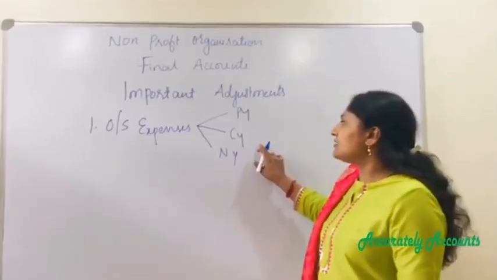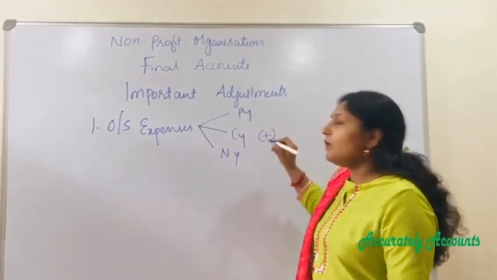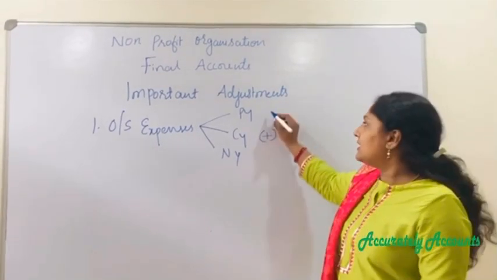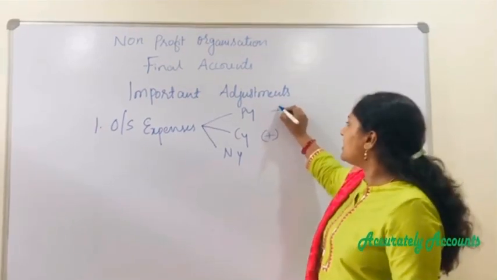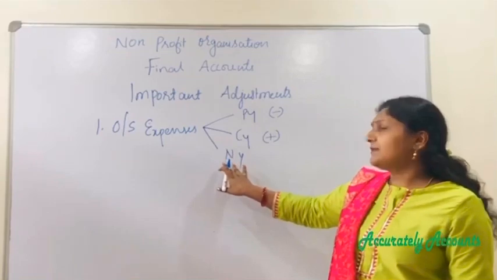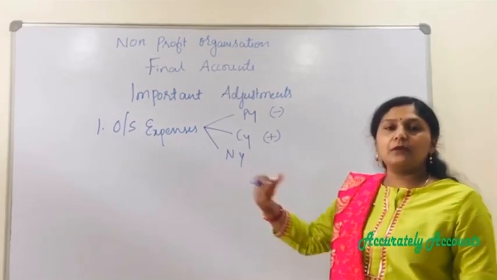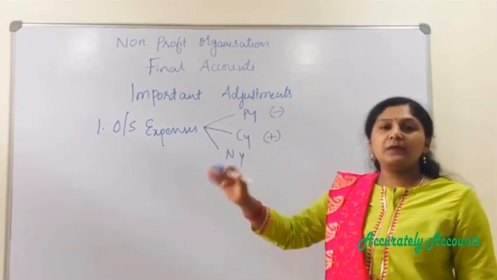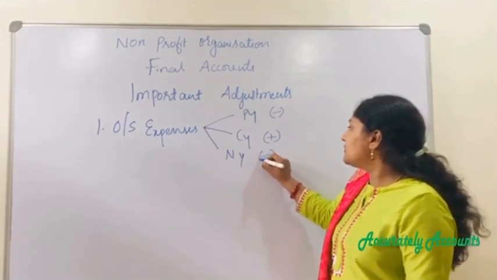Current year's outstanding expenses generally we need to add. The last year, the previous year outstanding expenses we need to minus. And if there is any expenses outstanding for the next year, subsequent year, then it is treated as prepaid expenses and again it is supposed to be deducted.